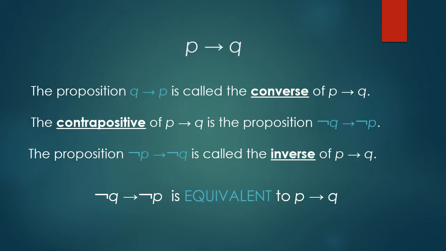We will see that of these three conditional statements formed from P implies Q, only the contrapositive always has the same truth value as P implies Q. When two compound propositions always have the same truth value, we call them equivalent, so that a conditional statement and its contrapositive are equivalent. The converse and the inverse of a conditional statement are also equivalent.